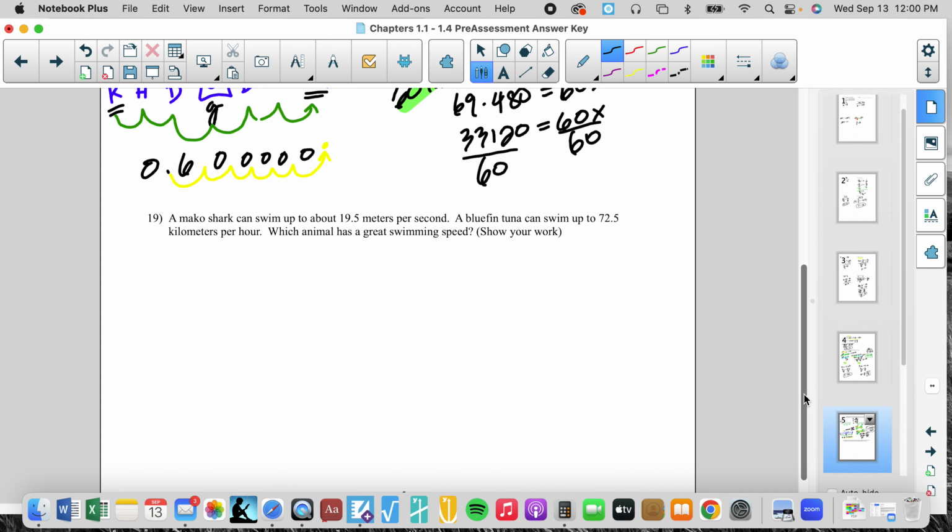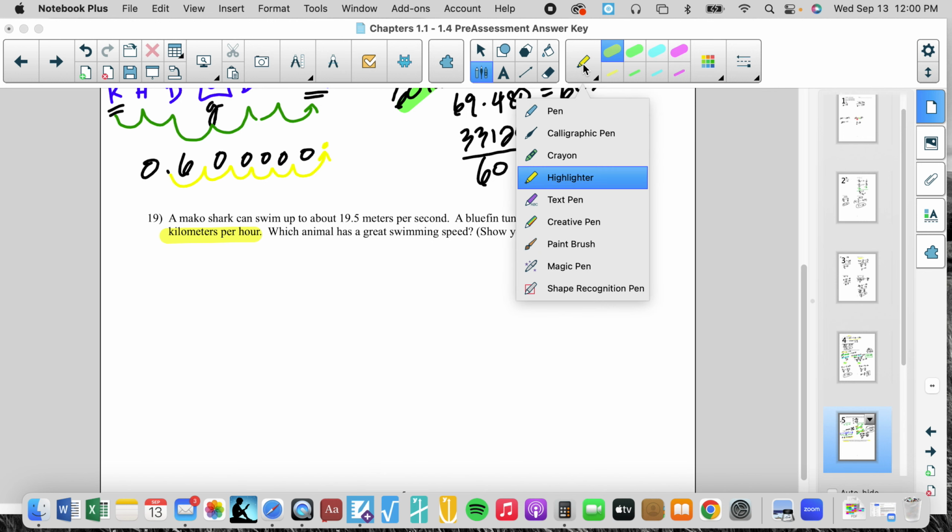Which animal has a greater swimming speed? So we have to make these the same. I'm either going to change them to meters per second, or I'm going to change them both to kilometers per hour. I tend to go down to the smaller unit. So I'm going to convert 72 kilometers per hour to meters per second.